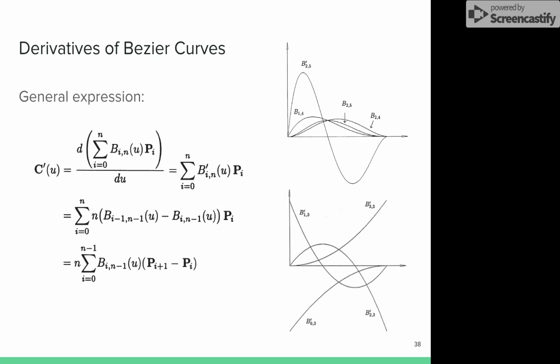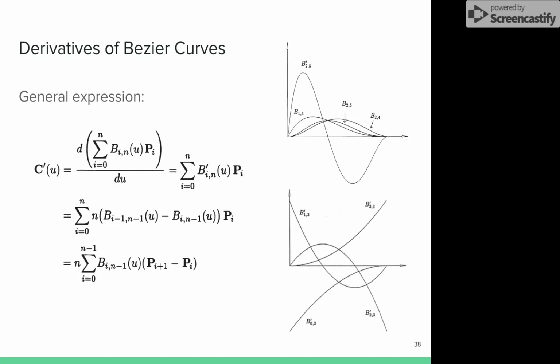Now, let's talk about derivatives of Bezier curves. Due to the fact that Bernstein polynomials have that derivative property, it's very easy to derive this general expression for the derivative of a Bezier curve. You can take a look at the expression right here. On the right, we have two images of examples of Bezier curve derivatives.